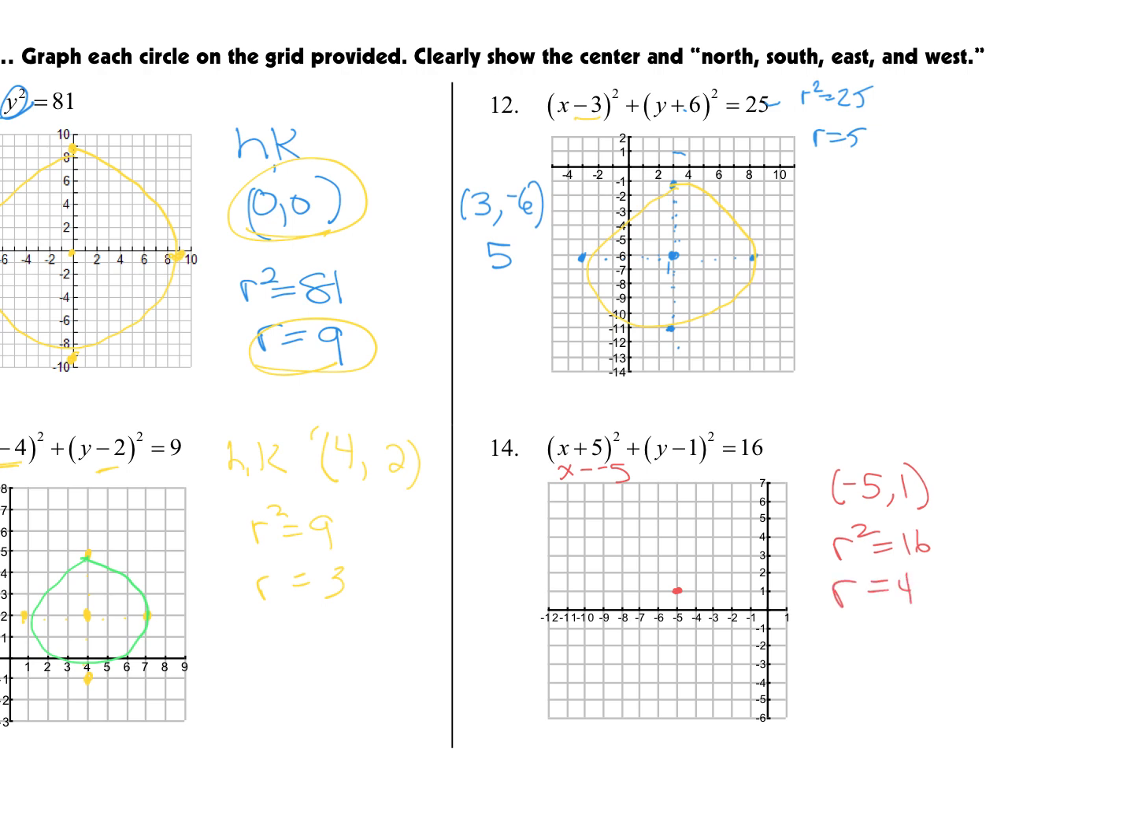And so we're going to put in our north, east, west, south points. So this is going to be 1, 2, 3, 4 here, and the same for each of the other directions. And then we're going to draw our circle.